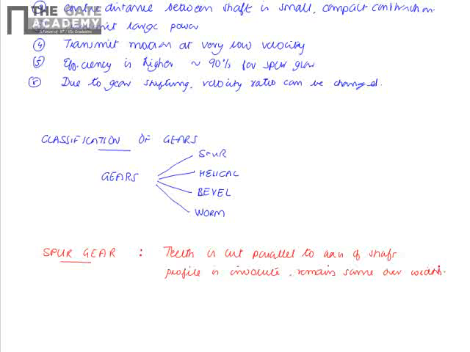Since the teeth are cut parallel to the axis of the shaft, spur gears are used when we have power transmission between two shafts which are parallel. The spur gears impose radial loads on the shaft. We will see the details about this spur gear.